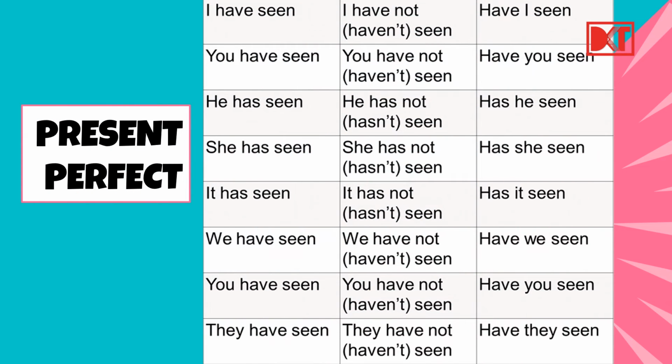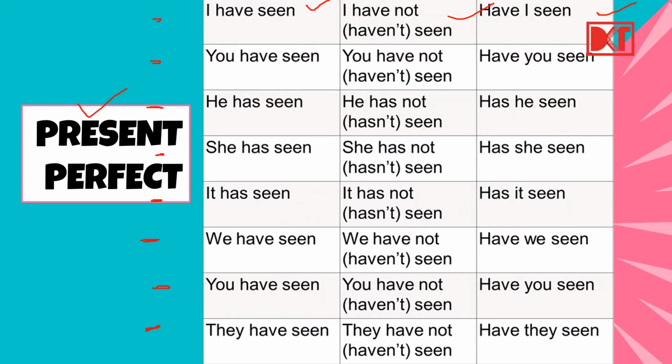So here we have the positive, negative and question, the interrogative formation for present perfect tense. Like I told you, we have the subject plus have or has, and then the third form, which is the V3, the past participle. This is the first person, second person, then third person male, third person female, third person neutral, first person plural, second person plural, and third person plural. And this is positive, negative and interrogative.